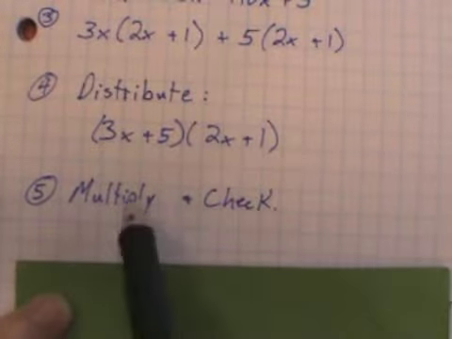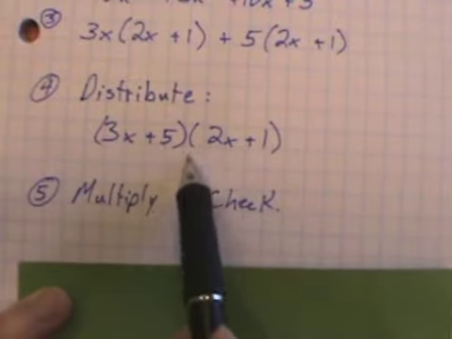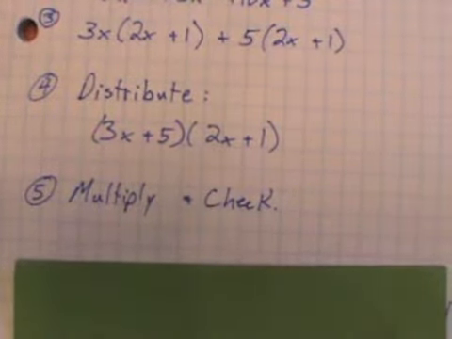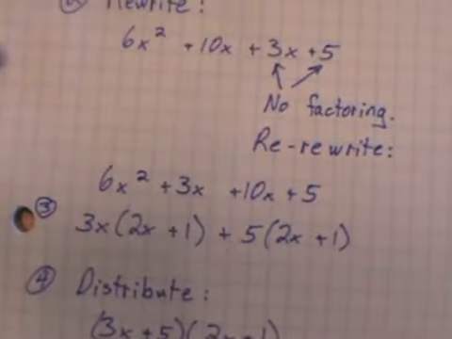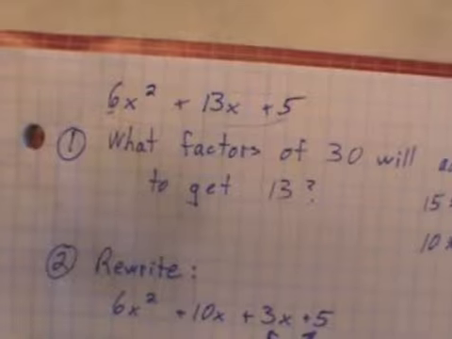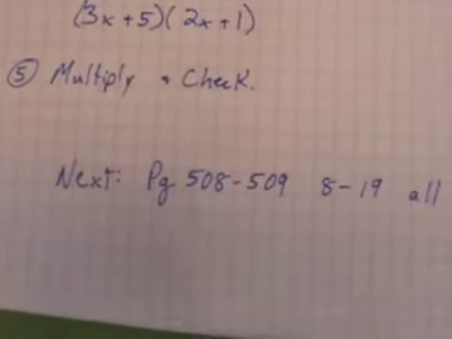I'll leave that covered for a second. 6x squared plus 3x plus 10x plus 5. And our original problem was 6x squared plus 13x plus 5. That all works out.